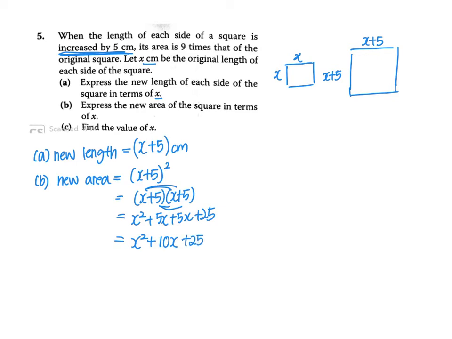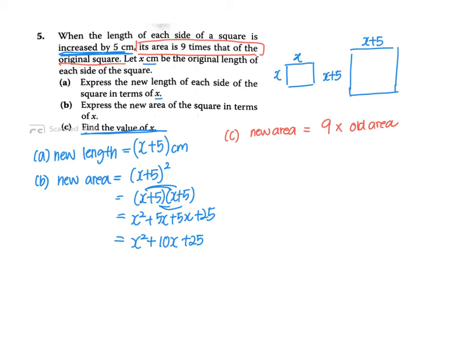Now, part C, find the value of x. How are we going to find the value of x? The statement tells us that the area is 9 times that of the original square. So the new area is now given to be 9 times the original area.